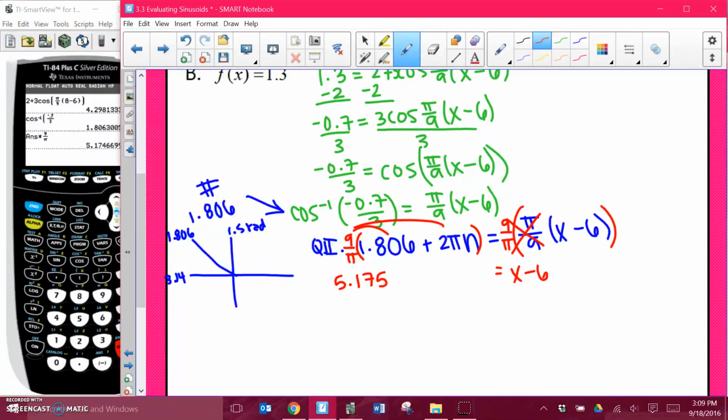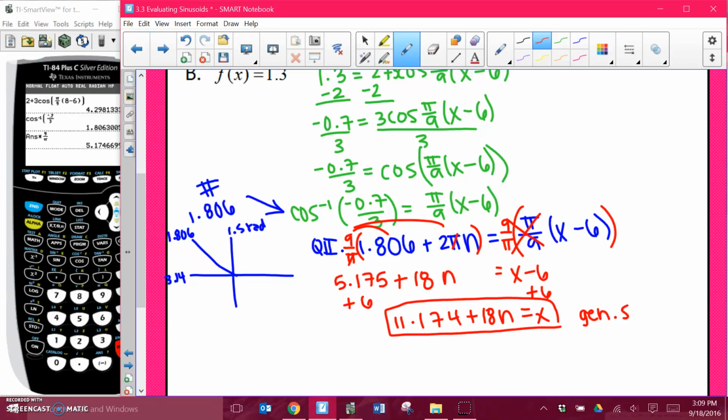5.175. Now be careful when you distribute into this other guy, 9 over pi times 2 pi n. I'm actually going to cancel out my pi's right here. So I'm just going to get 9 times 2 is 18 times n. That's much nicer, no more pi's. Hooray! Okay, because this is still a general solution. My final step here to get x by itself, I'm going to add 6. Again, we're going to add it to the constant term, not to the n part. The n is just going to be my representation of where the next solution is going to be. So I find that my general solution would be 11.174 plus 18n equals x. Okay, so that is a general solution here.